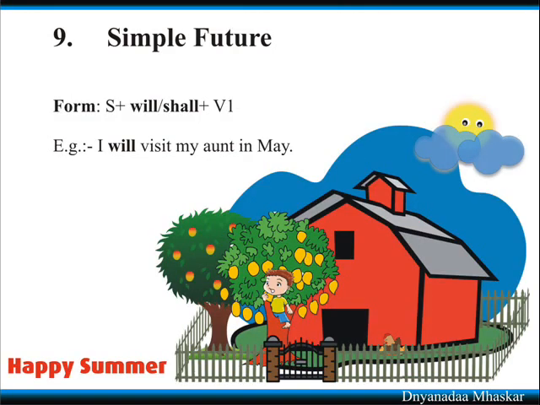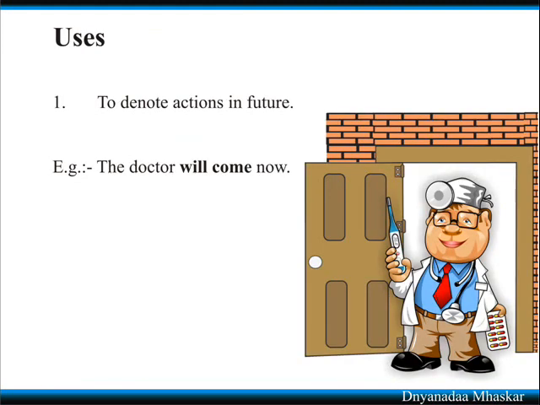Let us come to the ninth tense. It is simple future. Let us see the form of simple future. Subject plus will or shall plus V1, that is the base form of the verb. Example, I will visit my aunt in May. Let us see the uses. First one, to denote actions in future. The doctor will come now.